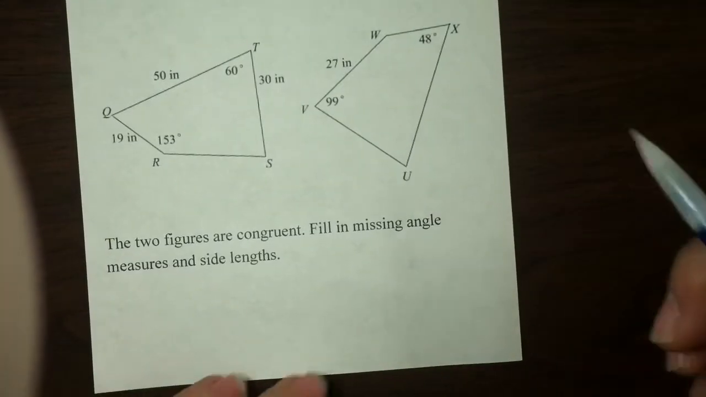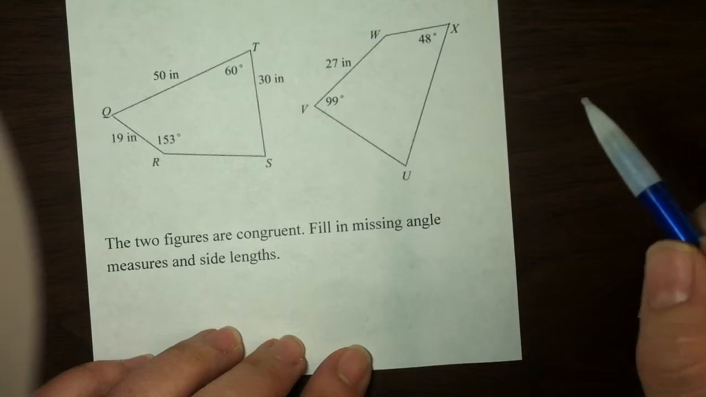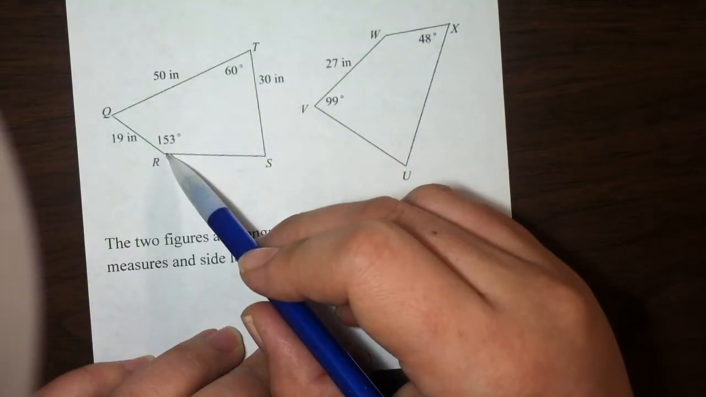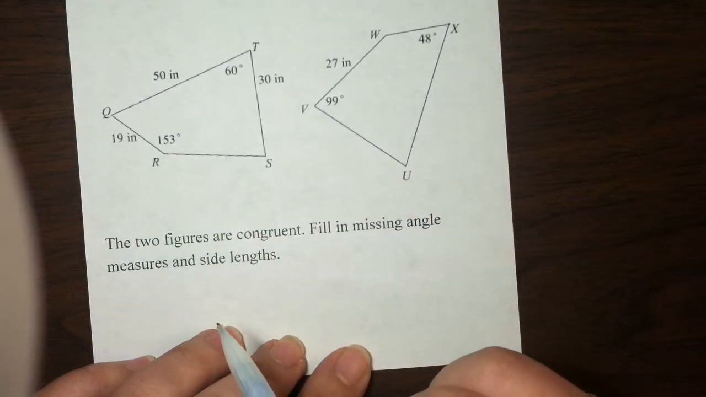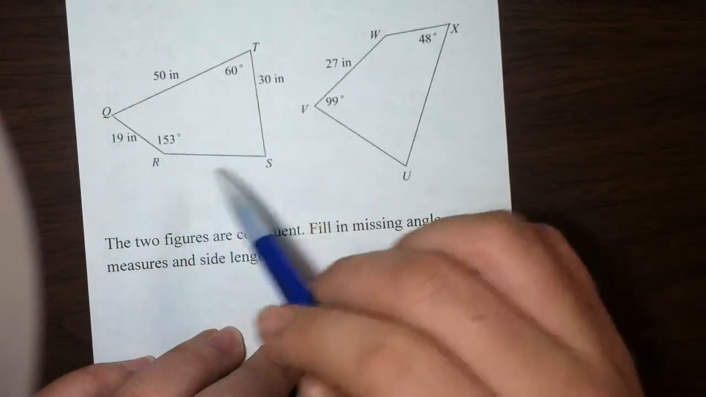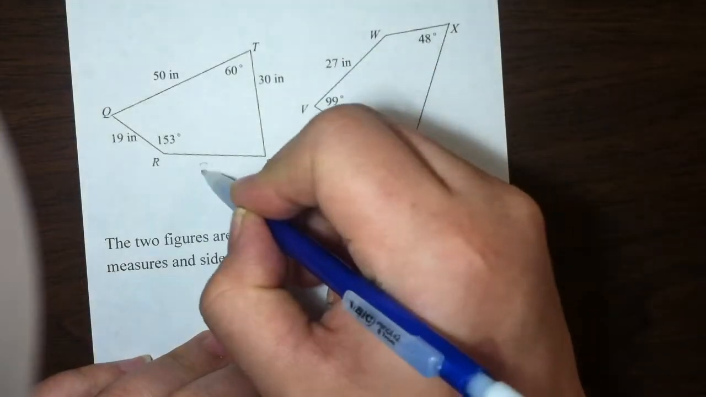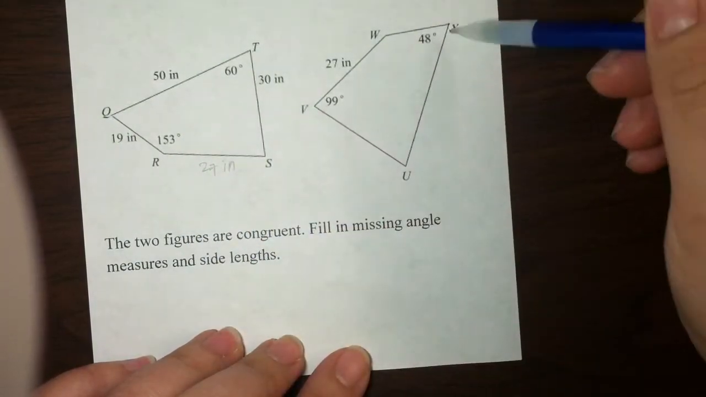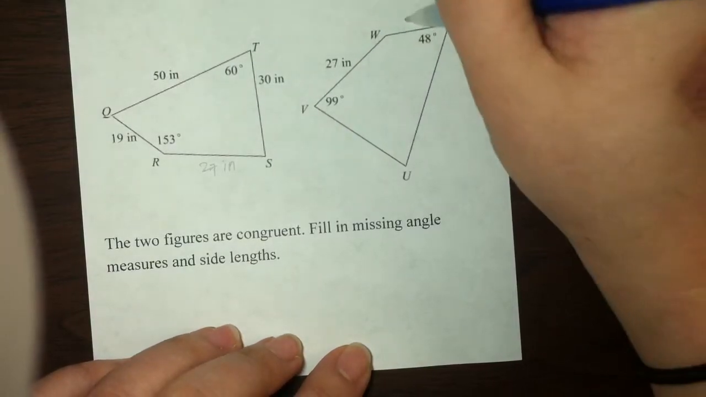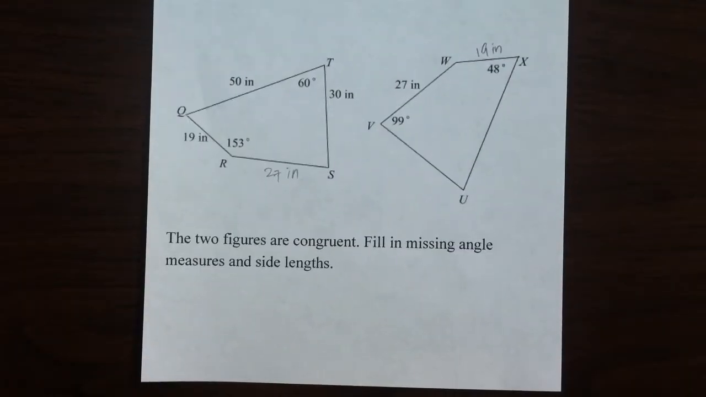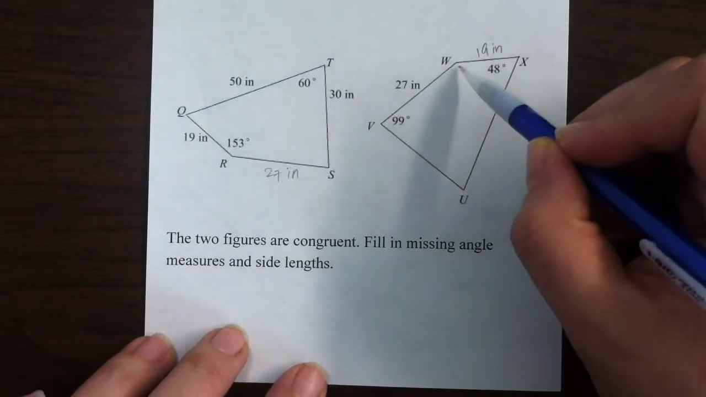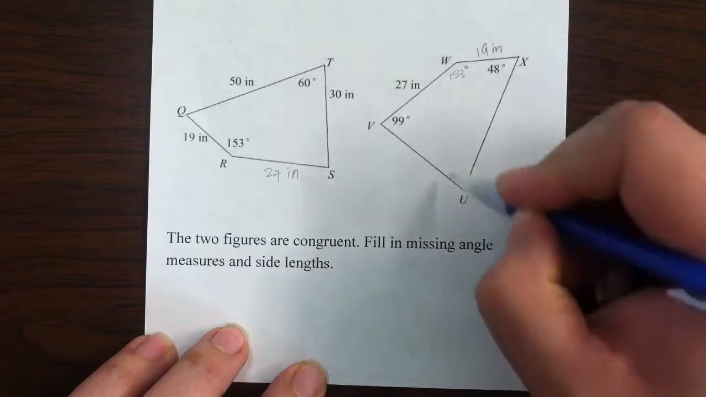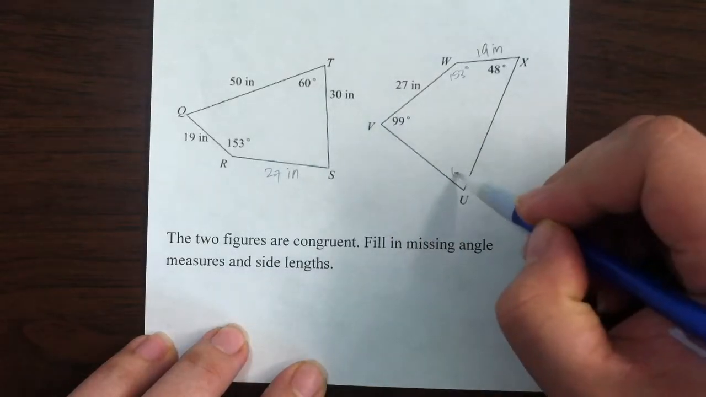We're going to do the same thing for the last example. I have 48 and 99 degrees here, 60 and 153 degrees here. I'm missing one side length here, which is 27 inches. I can see that the smallest side is 19 inches, so over here the smallest side is 19 inches. So it should be obvious. This angle is more than 90 degrees, so I have 153 degrees here, and the other angle is 60 degrees.